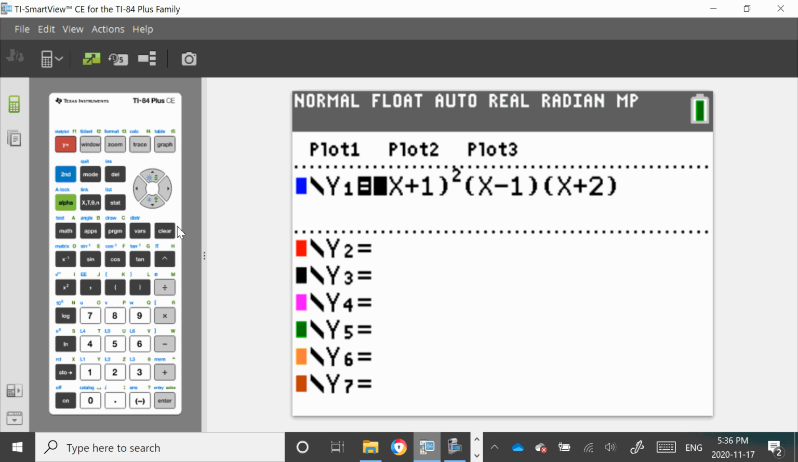So again, if I was to graph this, let's clear that. And let's type in, the first factor was x plus 1 to the power of 4. So that was the multiplicity of 4.